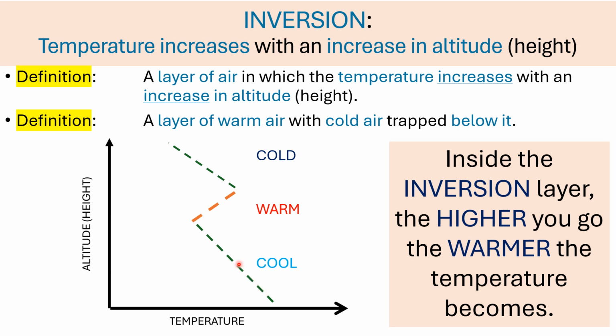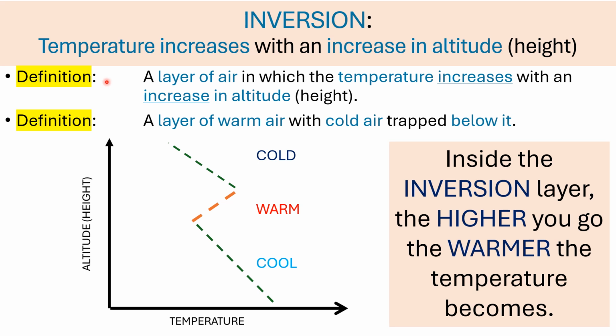Looking at the graph, you will notice that initially there's a decrease in the temperature with an increase in altitude, and this represents normal conditions. However, once the inversion layer is reached, there is an increase in temperature with an increase in altitude, and once you pass through the inversion layer, normal conditions prevail where there is a decrease in the temperature with an increase in altitude. Ensure that you know the definition of what an inversion layer is.